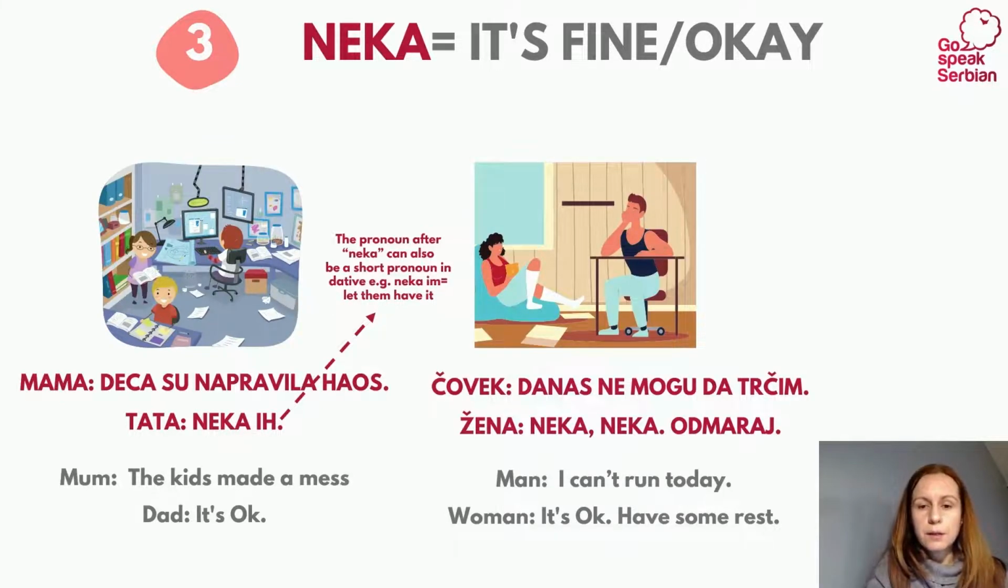Another example, danas ne mogu da trčim. Neka, odmaraj. Neka is also translated as it's okay. So we don't even have to use the pronoun, we can just say neka. Let it be, it's okay, it's fine. Or people would repeat the word twice, neka, neka, it doesn't matter. So for example, if a kid is making loud noise and one of the parents is complaining, oh, I can't stand it, then another parent can say, neka, nek se igra, so it's okay, let her play.